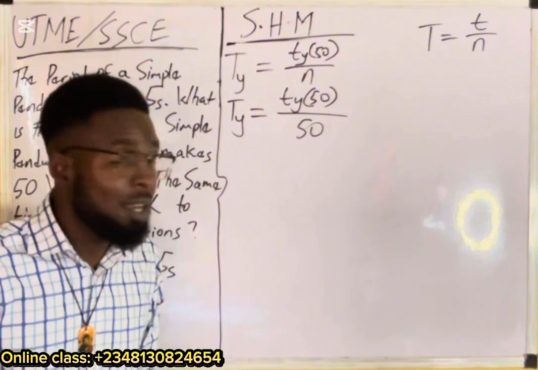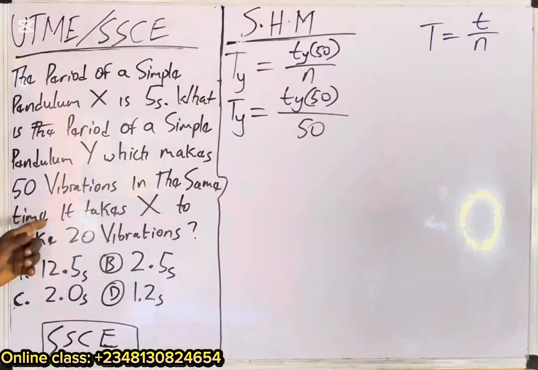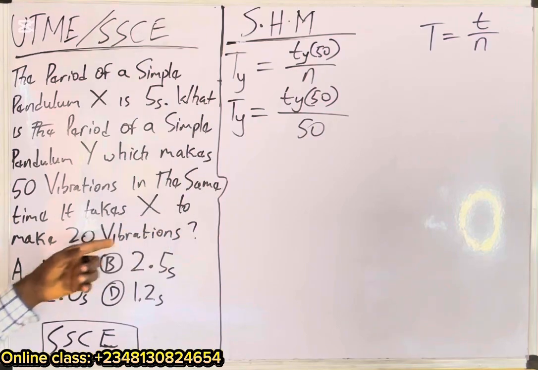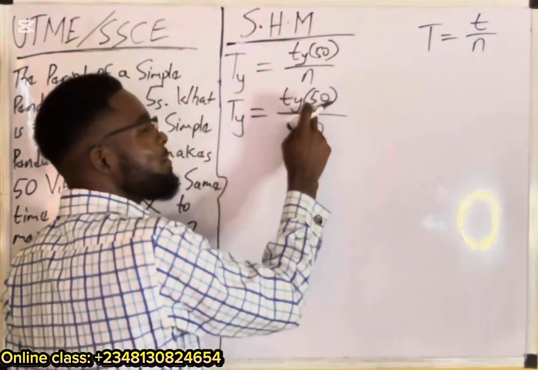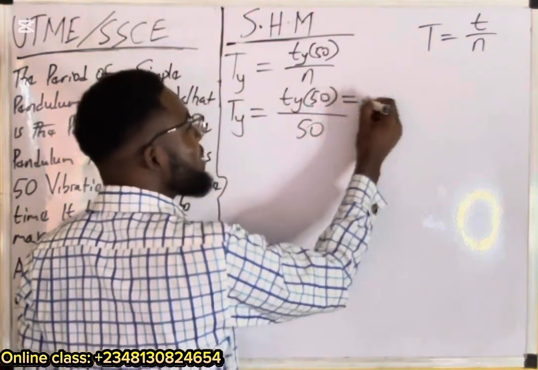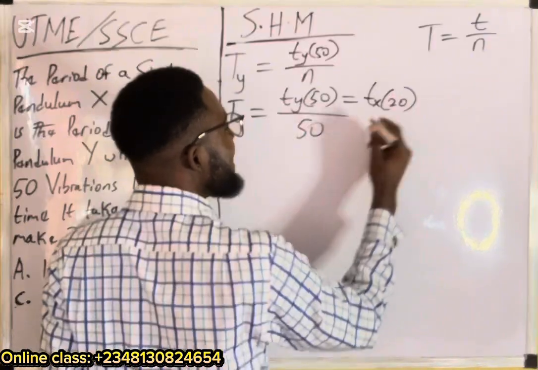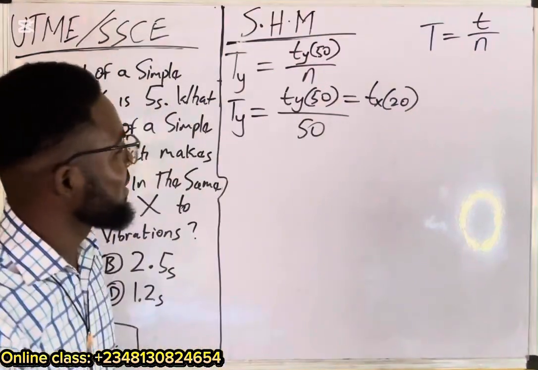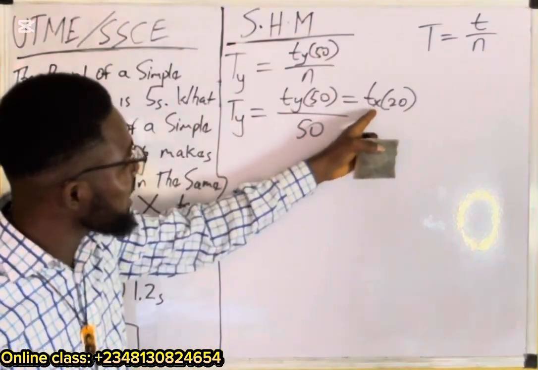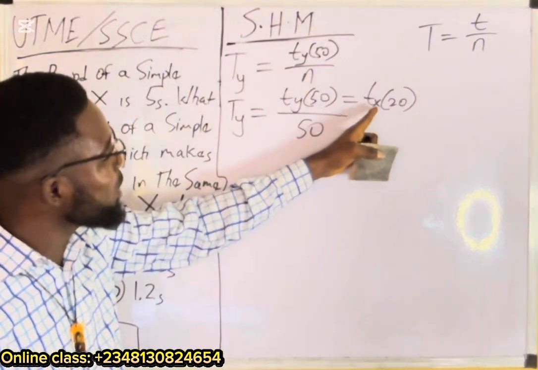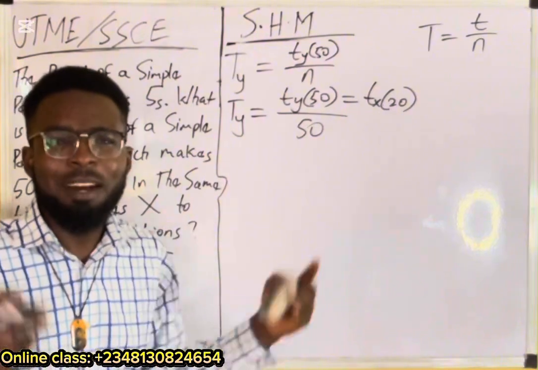But we're told right here that the 50 vibrations are in the same time it takes X to make 20 vibrations. So the time taken for Y to make 50 vibrations is equal to the time taken for X to make 20 vibrations. We can easily get the time taken for X to make 20 vibrations, then we equate it here, we divide, and then we have an answer.